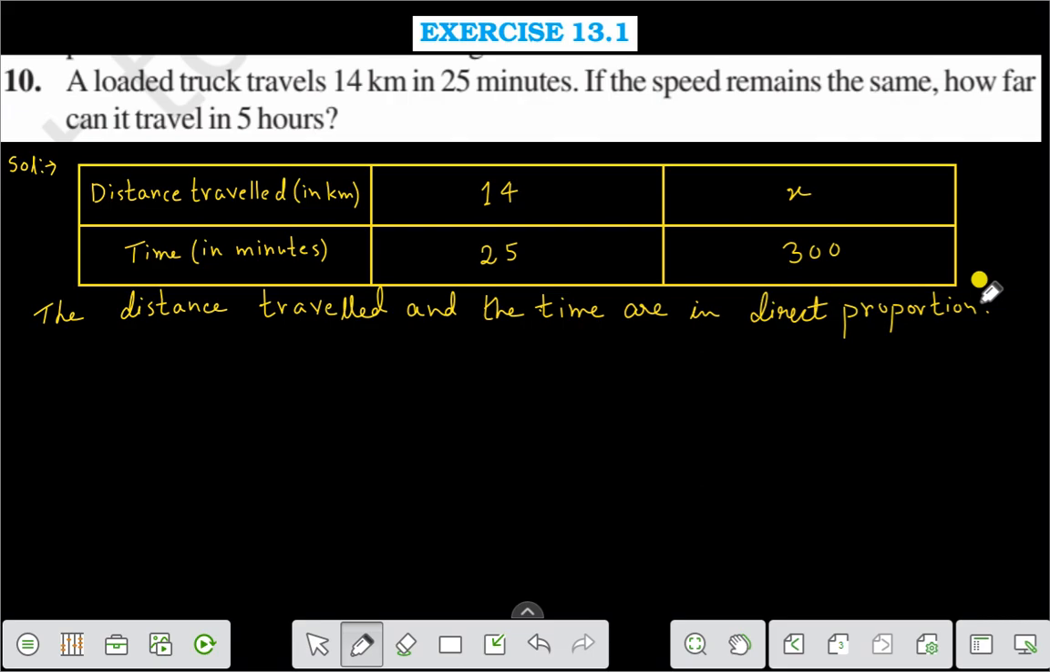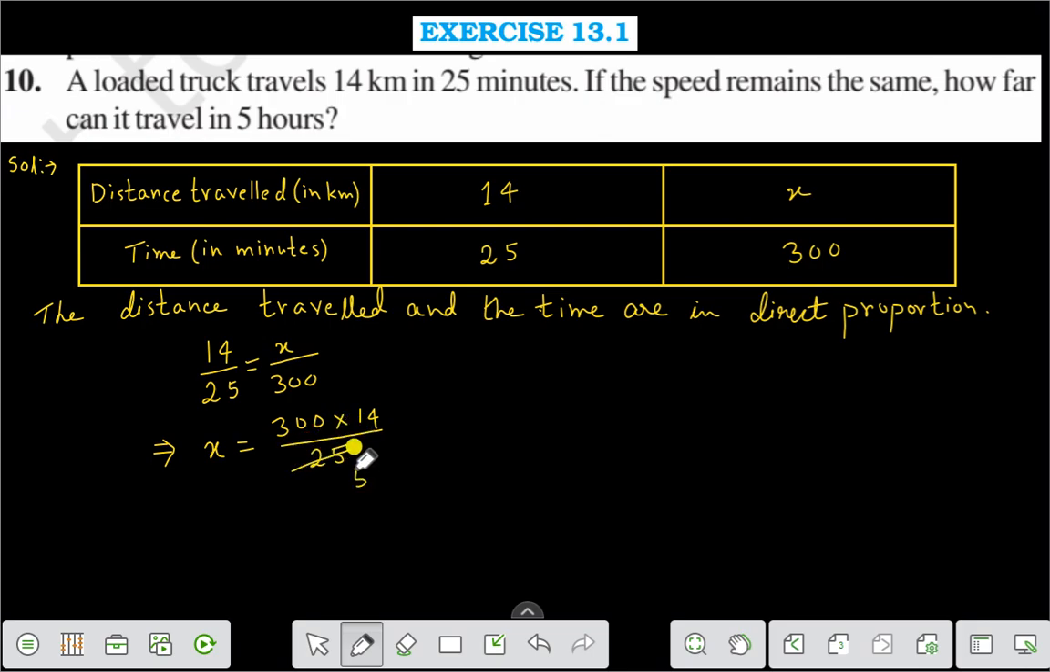Therefore, we can write 14 by 25 is equal to x by 300, or you can find the value of x as x is equal to 300 into 14 divided by 25. We divide it by 5.